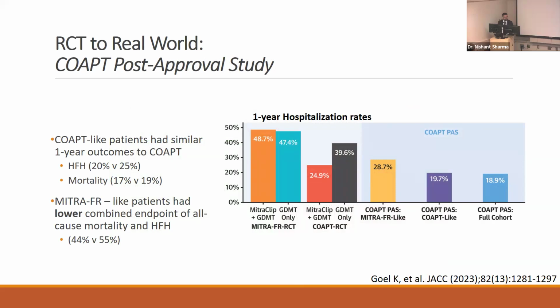So the COAPT post-approval study was really interesting. It was a prospective observational study looking at patients treated with CLIP across various centers from 2019 to 2020. And then they categorized them into COAPT-like or MITRA-FR-like patients. What they found was that the real world data actually matched the trial data pretty consistently for COAPT. So for heart failure hospitalization and mortality, pretty on par with the trial. For MITRA-FR, they actually found lower combined endpoints for all-cause mortality in the real world. And a lot of that was driven by lower heart failure hospitalizations.